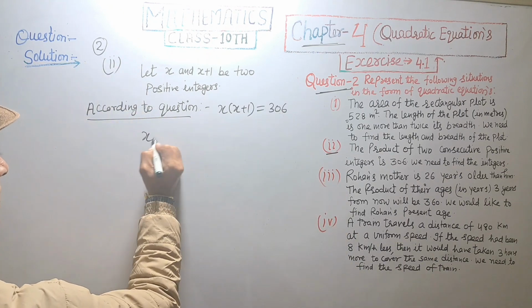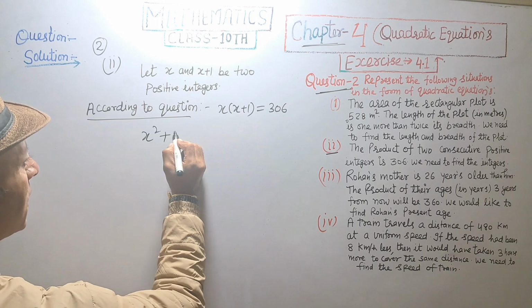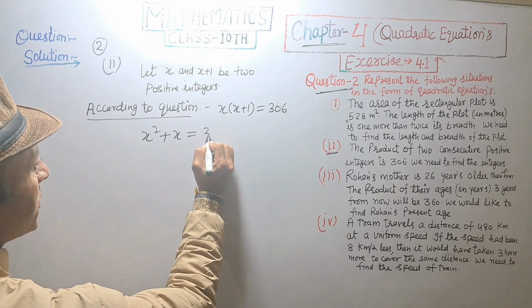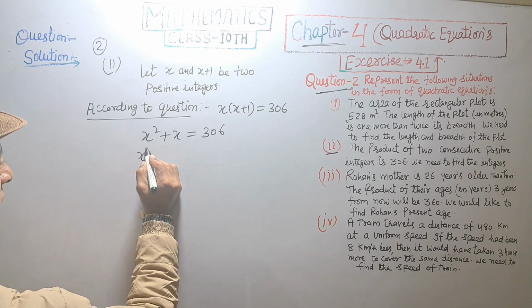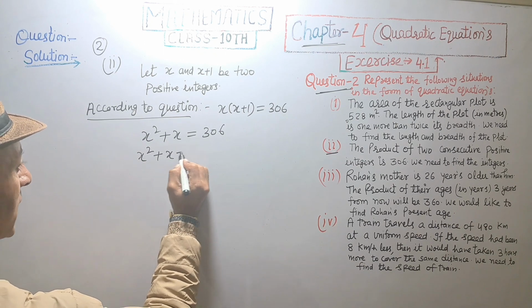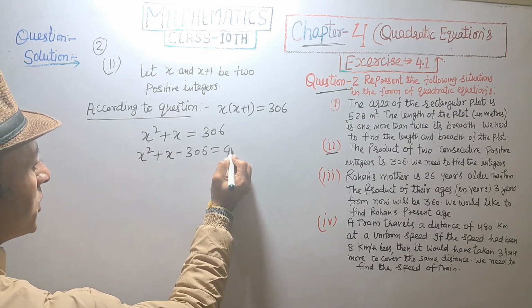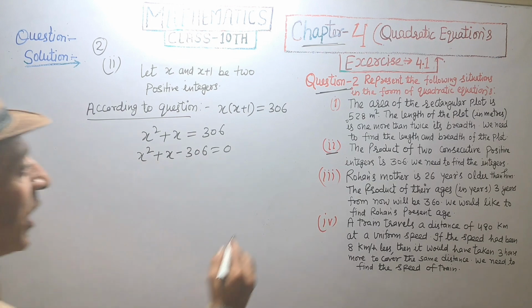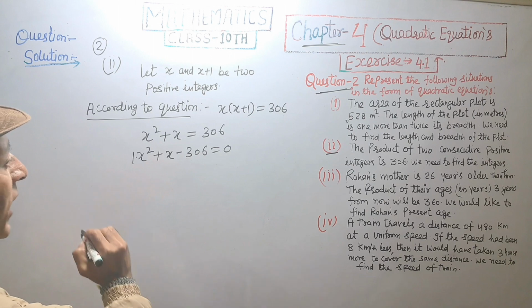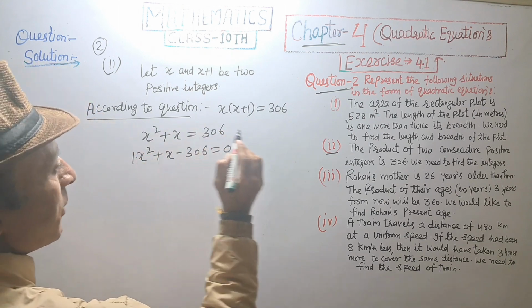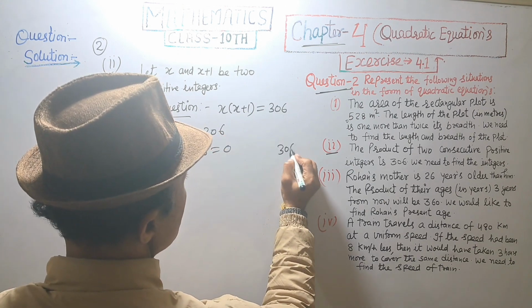x into x is equal to x square, plus x multiplied by 1 is equal to x, is equal to 306. Shifting 306 to the left side, x square plus x minus 306 equal to 0. It's a quadratic equation, and the first number is 1 into x square, 1 multiplied by 306, that is 306.